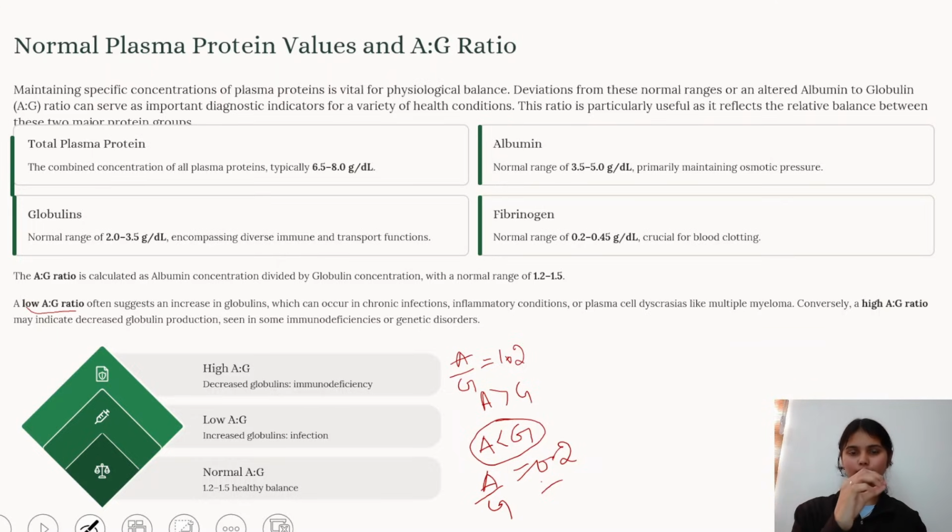Now, because this albumin is getting excreted out into the urine, the urine will have an increased amount of albumin, but the plasma will have a decreased amount. I mean to say, let's say this is the body of the human being, alright?